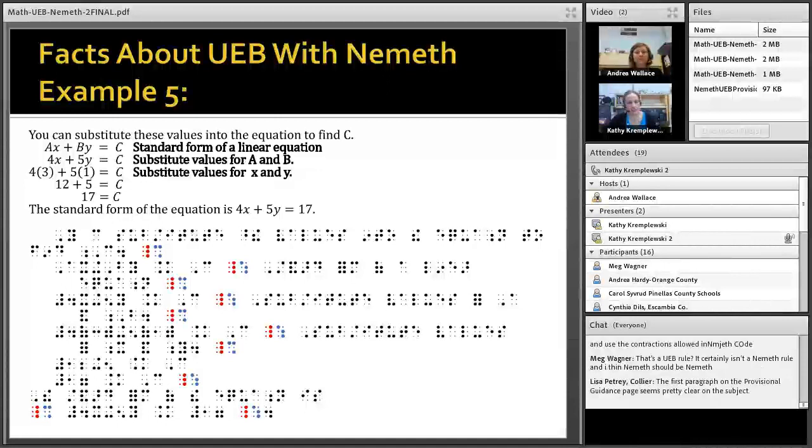Yes. And so that standard form of a linear equation, that's text surrounding the Nemeth. That's not text within Nemeth. If that makes sense.